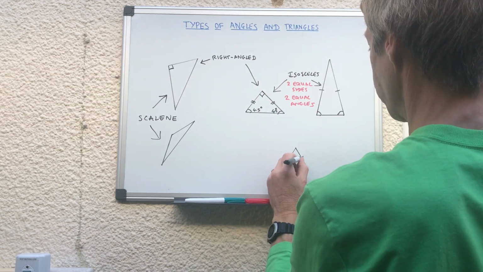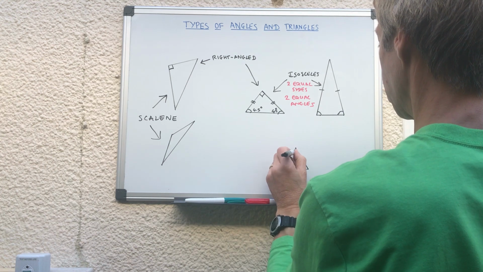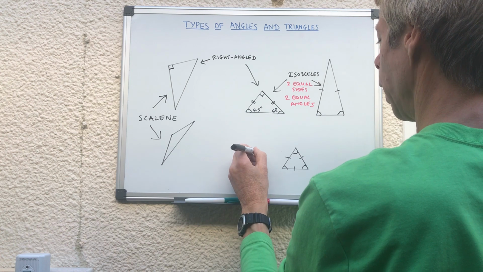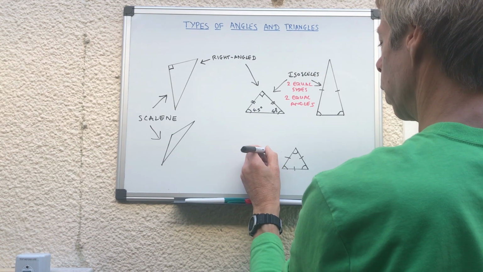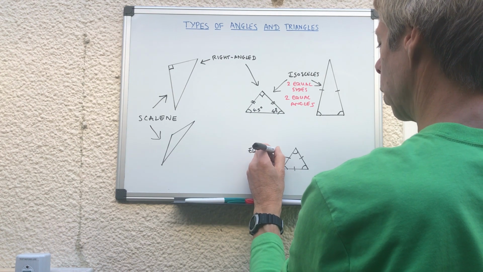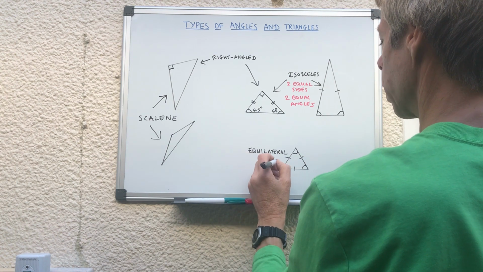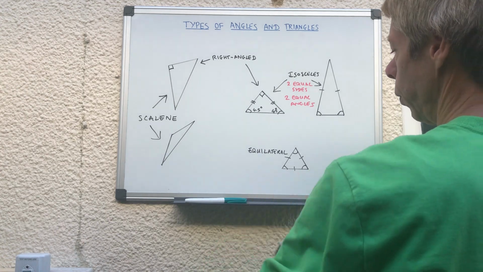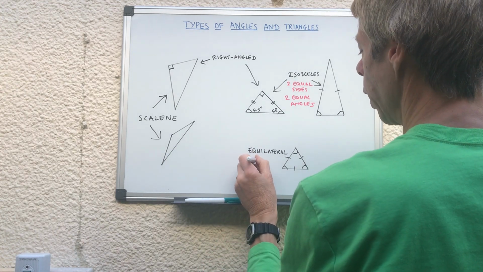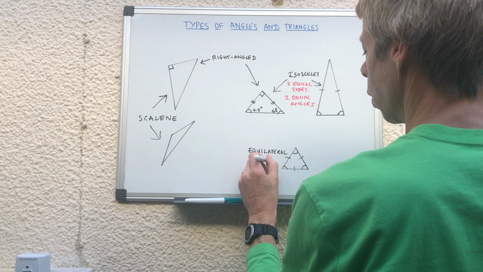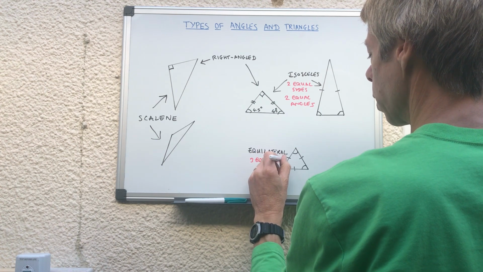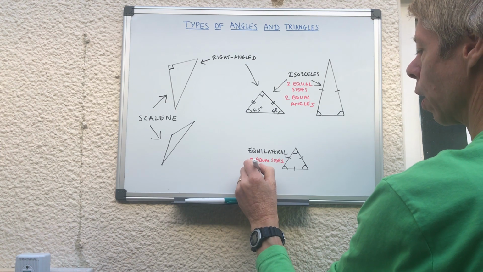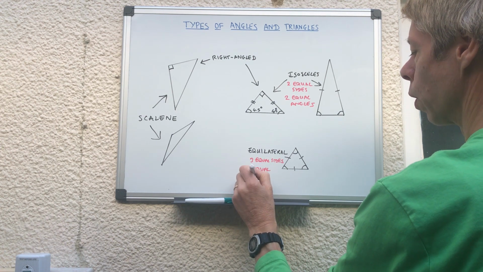Right, you have to believe me on this one. This one, a bit small I know, is the equi, meaning equal, lateral, meaning sides. So it's an equilateral triangle and it has three equal sides and it has three equal angles.